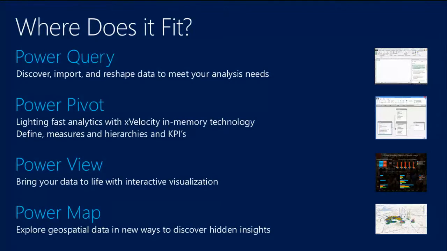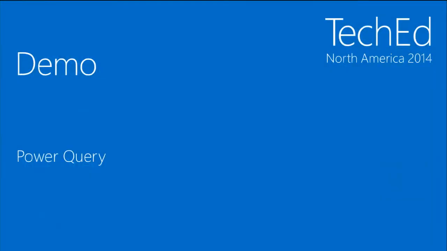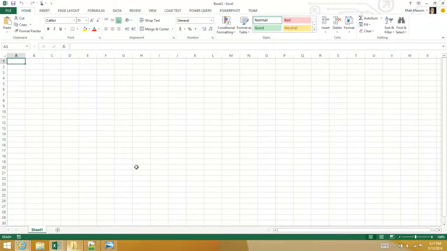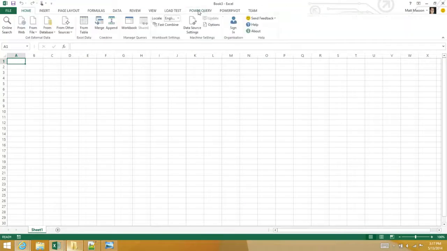So Power Query is grabbing the data in. Power Pivot is building your models on top. You have Power View to visualize the data, and then Power Map to also visualize geospatial data, make movies, and things like that. OK, so quickly we'll switch over to Power Query, and I'll call out some of the key components you need to be aware of when you are wanting to use M.